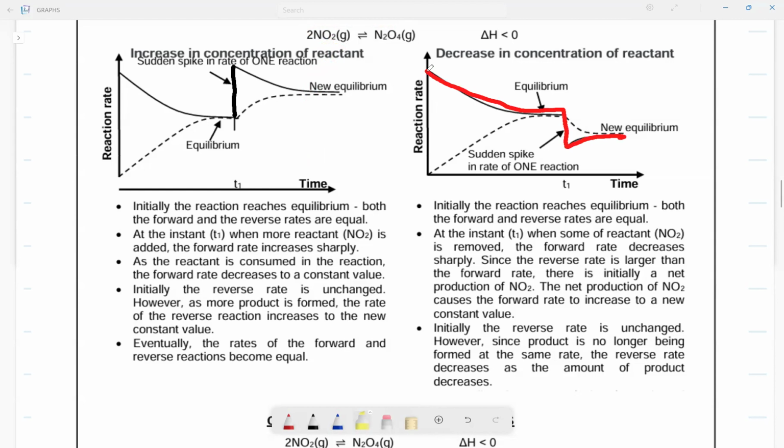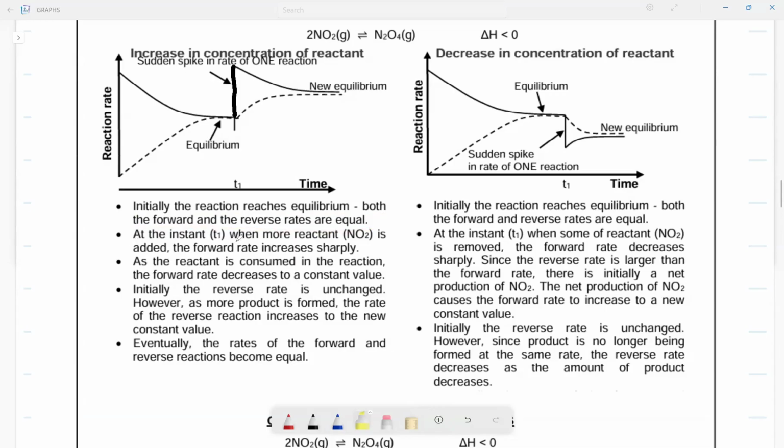Check. If the reverse reaction is favored, it does not mean its rate will increase. Check what will happen to the product. If the product decreases, it means the rate of the reverse decreases. But if the product increases, the rate of the reverse increases. This one correlates with the reverse, this one correlates with the forward. So now let's see. They say initially the reaction reaches equilibrium, right? Both the forward and reverse rates are equal. Good.